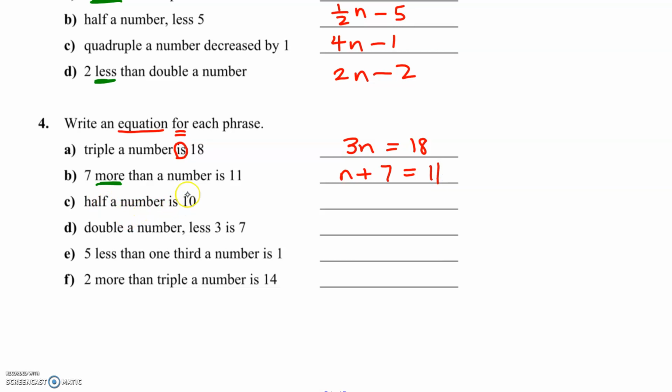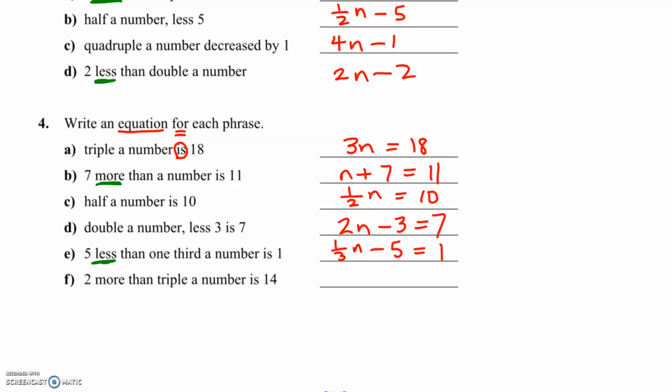Half a number is 10. So half a number would be 1 over 2, 1 over 2n equals 10. And then double a number less 3 would be 2n is double a number, less 3 is subtract 3, is 7, so equals 7. 5 less than 1/3 a number, so we have that less again. We have 1/3 a number, and it's 5 less, so subtract 5, equals 1.